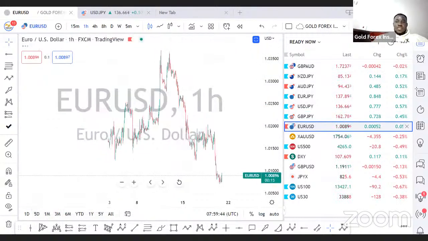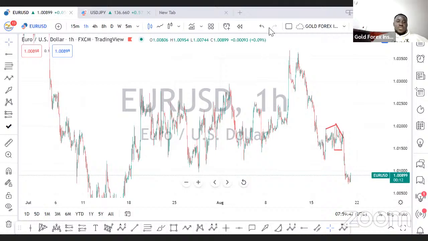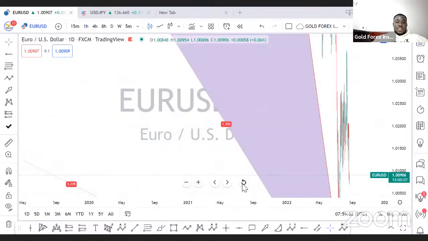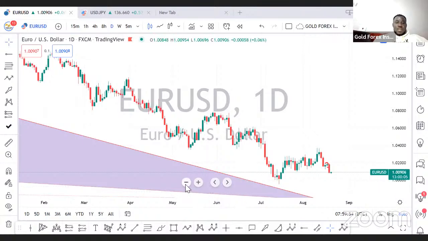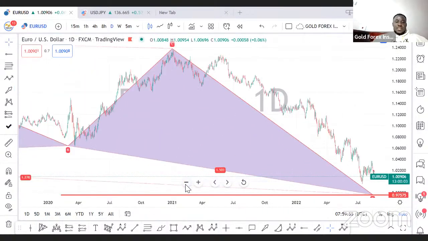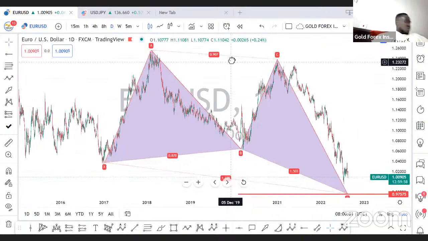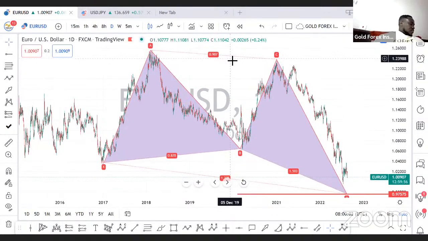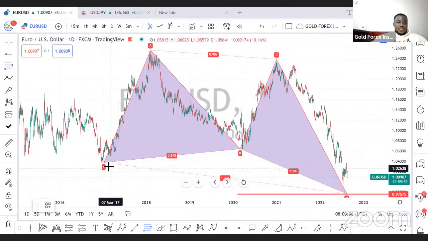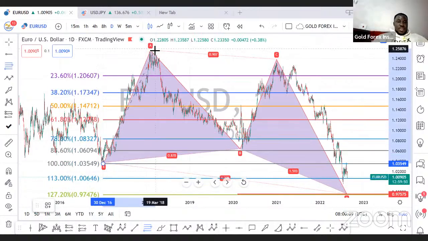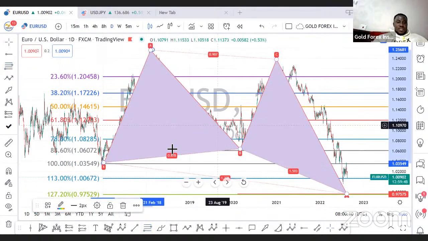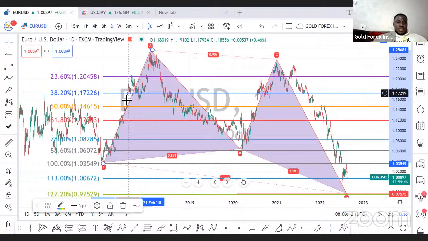Euro USD. Now, this is what's going to happen. This is the whole scenario. It's not part of my portfolio, but this is the whole scenario. Now, let's look at this chart. So what's happening is that from here to here, now this is the whole thing for Euro USD.